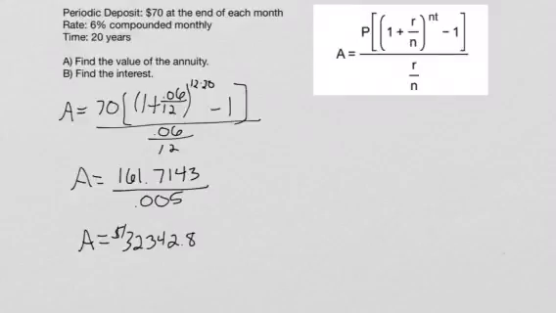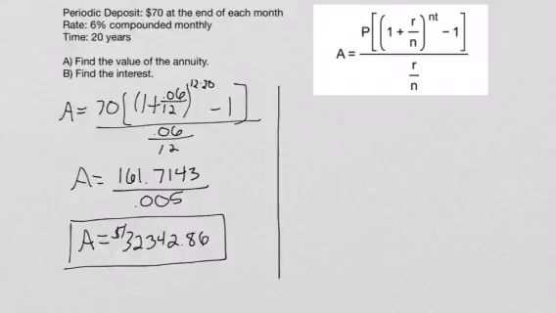So if you put in $70 at the end of each month for 20 years, with 6% compounded monthly, your annuity will be worth $32,342.86. So now, on part B, again, we want to find the interest.